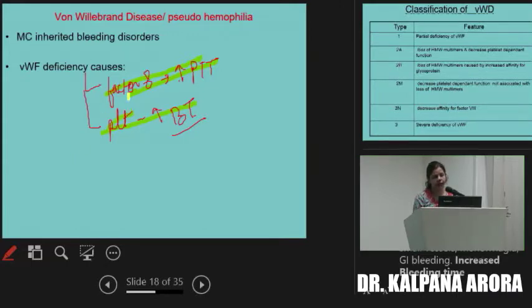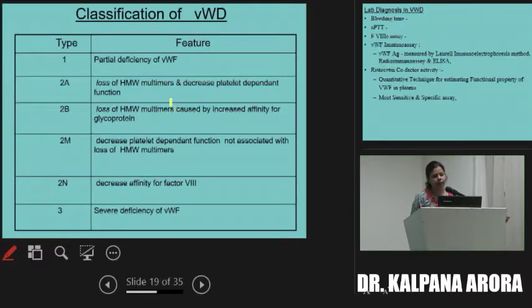This von Willebrand disease is classified into 3 types basically. In type 1, there is partial deficiency of von Willebrand factor, and in type 3, there is a severe deficiency of the von Willebrand factor. So this is the most severe, and this is the most symptomatic. Type 2 is further classified into 2A, 2B, 2M, and 2N. In 2A, there is a loss of high molecular weight multimers and decreased platelet dependent function. And in 2B, there is loss of high molecular weight multimers and increased affinity for the glycoprotein. Then in 2M, there is decreased platelet dependent function. And 2N, there is a decreased affinity for factor 8.